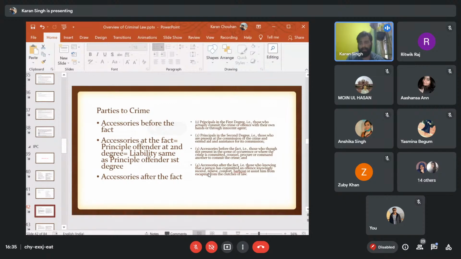Similarly, there is one interesting section in IPC, section 4. Maybe you need to note it down. It provides extraterritorial jurisdiction to the Indian courts. What is extraterritorial jurisdiction? It means that even outside India, if someone commits an act which is a crime according to IPC, even in that circumstance, the court can take cognizance of the matter, and the trial can proceed.